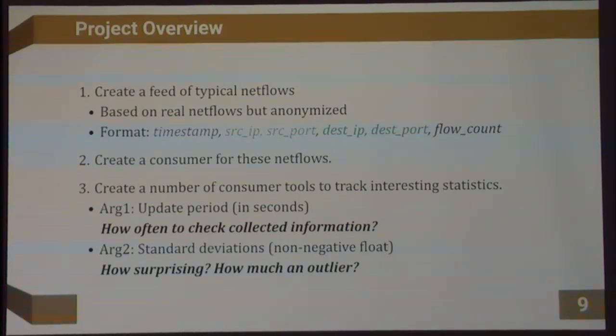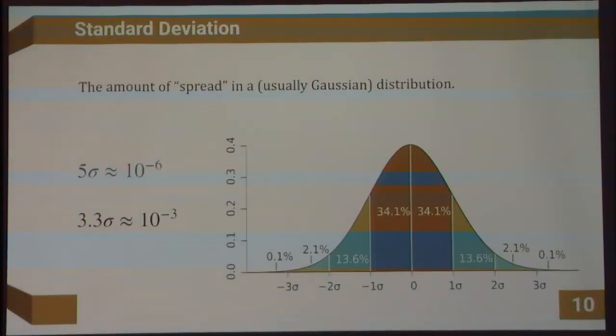Just in case anyone here is unfamiliar with bell curves, that's a bell curve. This is a standard Gaussian or normal distribution. Five sigmas there, you see, is one in a million. A five sigma event is a one in a million event. 3.3 sigmas is one in a thousand. So that gives you an idea of the scale we're talking about here. And if you're talking about, say, a billion net flows, a one in a million event happens a thousand times. So it's helping, but it's not making things perfect.